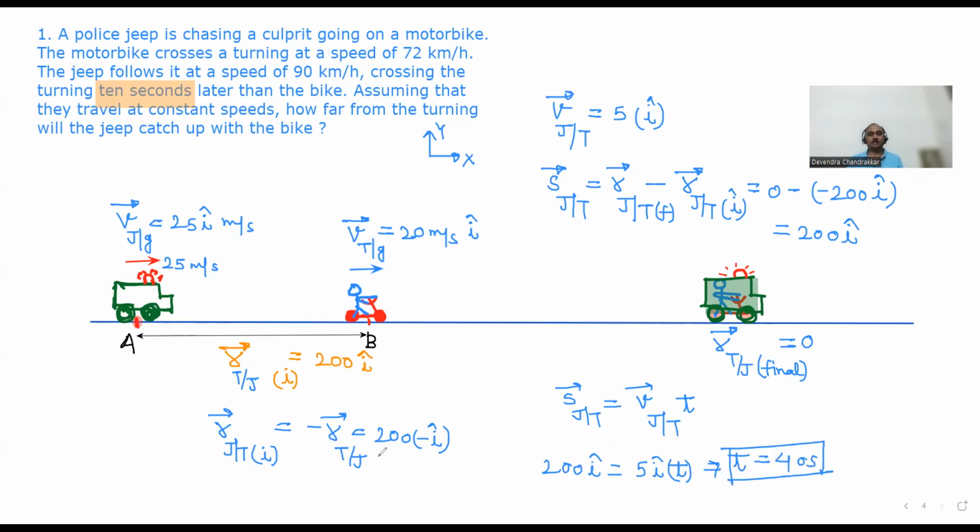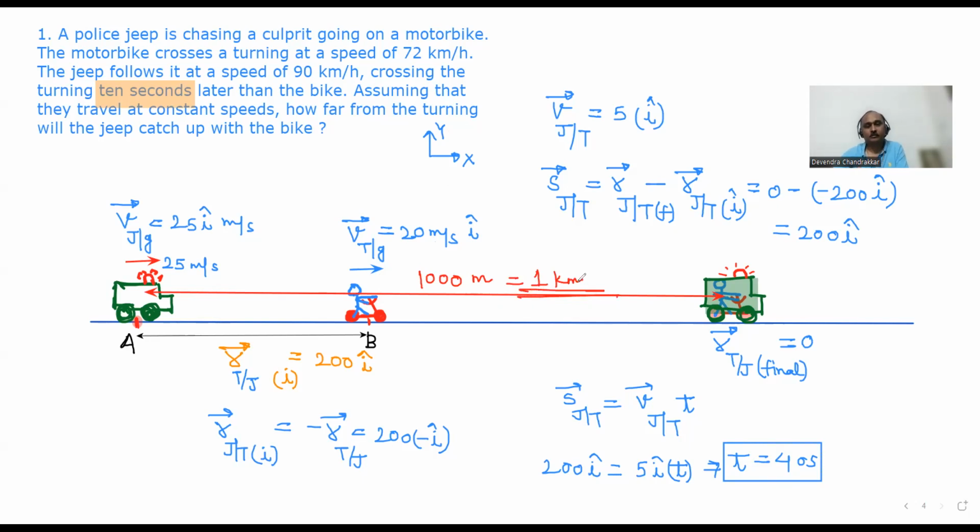क्वेश्चन में क्या पूछता है? क्वेश्चन में पूछता है हाउ फार फ्रॉम द टर्निंग पॉइंट विल द जीप कैच अप द बाइक. तो ये दिस डिस्टेंस है. जीप की स्पीड 25 है, टाइम 40 सेकेंड्स है, तो दिस डिस्टेंस विल बी व्हाट? गर्व सिंह, बताइए ये डिस्टेंस ट्रेवल्ड कितना होगा बेटा 40 सेकेंड्स में? Sir, 1000 meter. Yes, very good. So it is 1 kilometer.